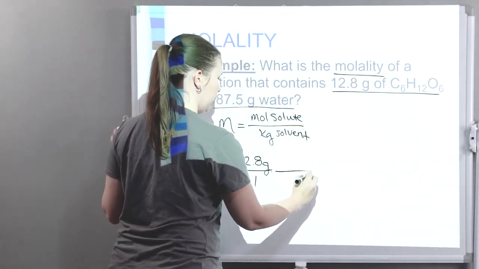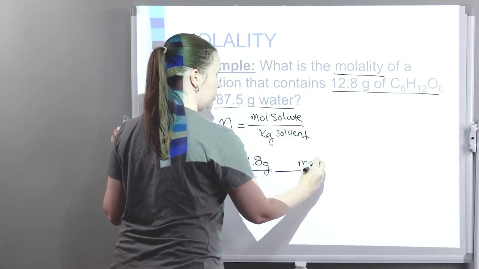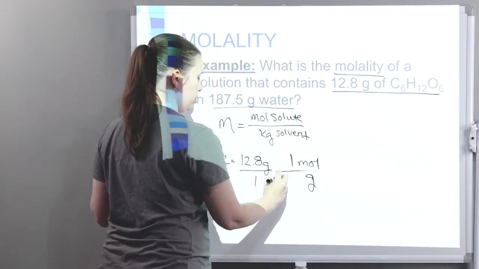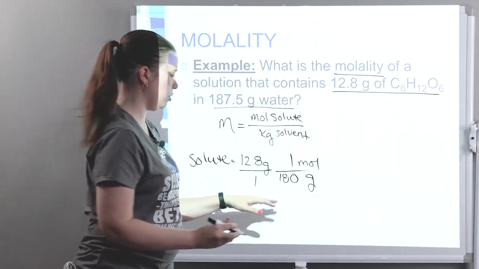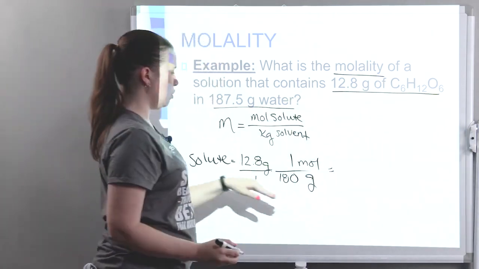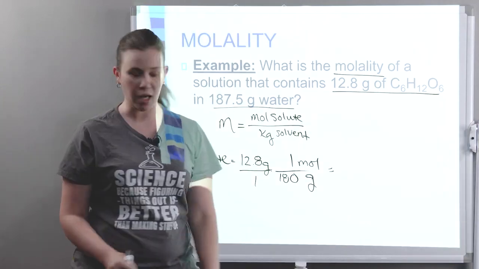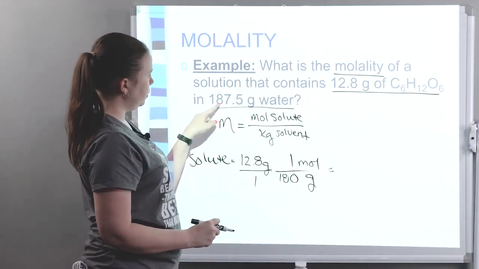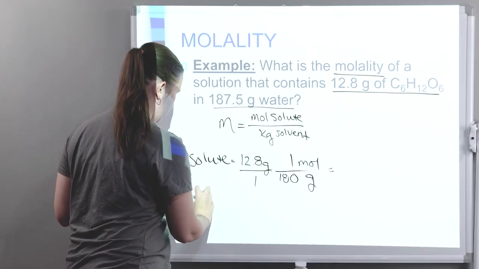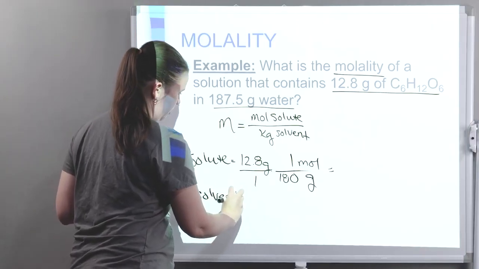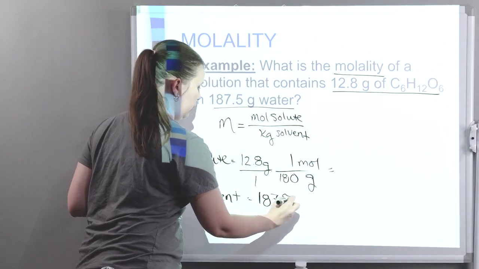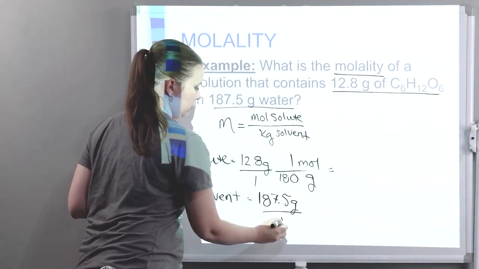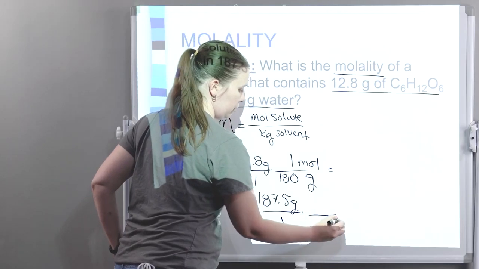So gram will go on the bottom and mole on top. And 1 mole of regular sugar is equal to about 180 grams, the molar mass of regular sugar. So this is going to give us our moles that we can then plug into the top. Then we're going to need to convert our solvent. So the solvent is given as 187.5 grams. So we can convert gram to kilogram using dimensional analysis.